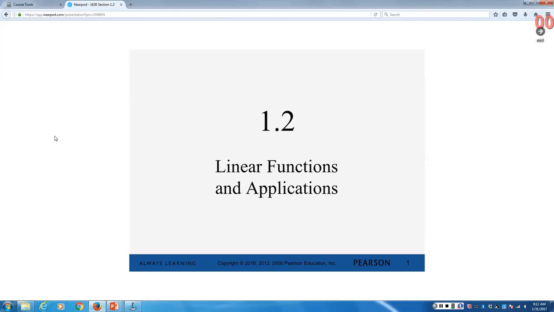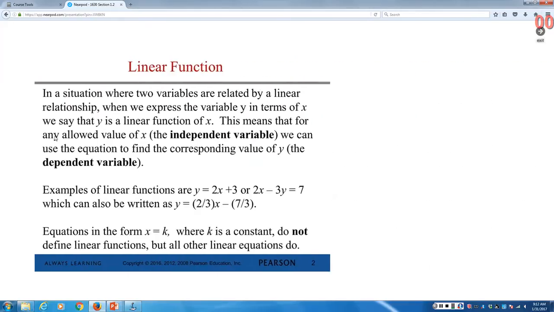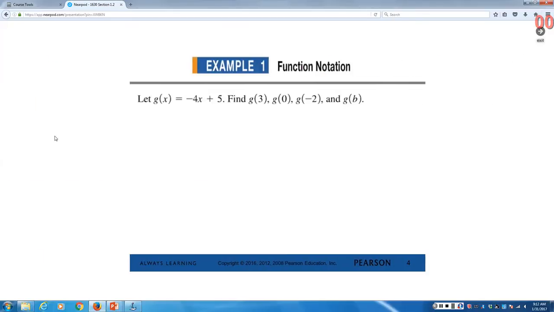We've actually already done most of section 1.2, so I'm going to skip through a lot of it, except I'm going to stop on one problem. We talked about function notation last time. And we said that this is a function called g of x, not g times x, but g of x, is equal to negative 4x plus 5.